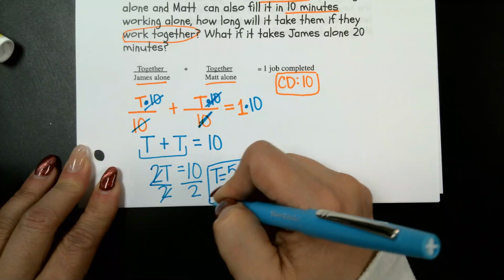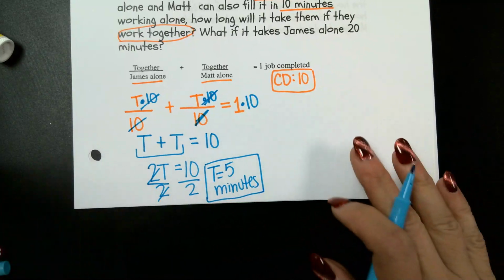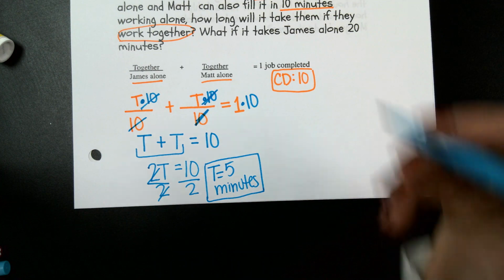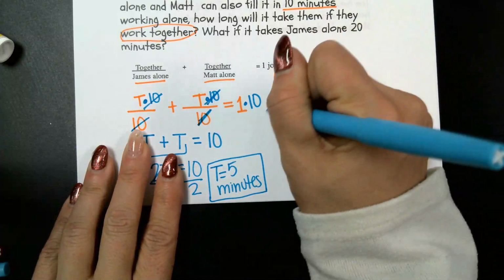Now most people would have said, well, I could have just figured that out. If they each took 10 minutes apart, we could just cut it in half and it would be 5 minutes. Well, the reason that works on this problem is that the two of them took the same amount of time, like they were working at the same speed. Most of the time, that is not going to be the case.